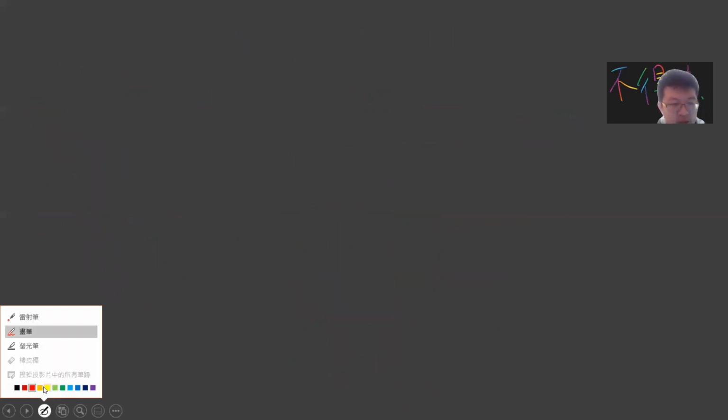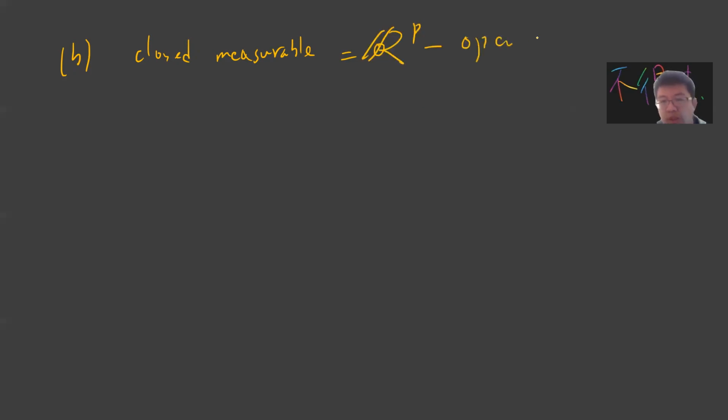Okay, and also remark B: the closed set is measurable. The reason is that a closed set is basically the entire space R^p minus some open set, and this open set is measurable. Then by the previous video, we proved that measurable sets form a sigma ring, which is really important. It tells you that the intersection, the union, or the difference of any two measurable sets will give you a measurable set.